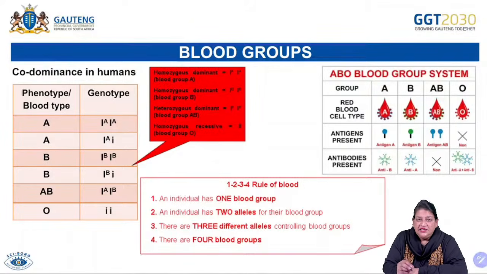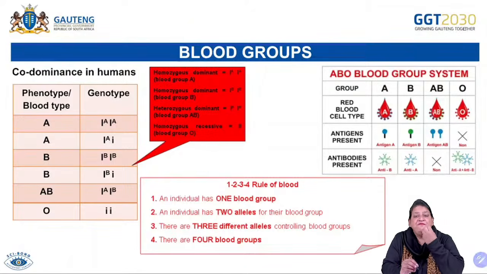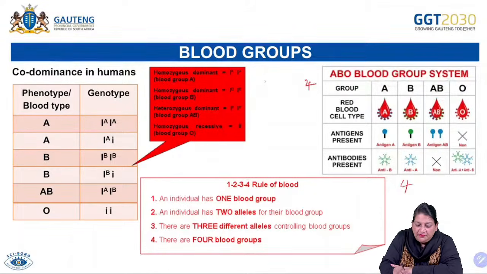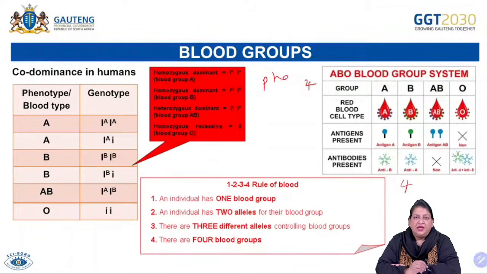Children, to represent blood groups phenotypically, you say a person has blood group A. You have blood group B. You have blood group AB. You have blood group O. So in a population, there are 4 blood groups: blood group A, B, AB, and O. Because you're describing them, that's the phenotype.